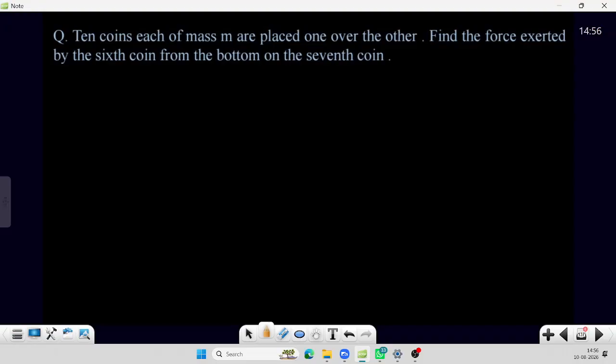10 coins, each of mass m, are placed one over other. We'll ask problems like this only. Find the force exerted by the sixth coin on the seventh coin from the bottom.